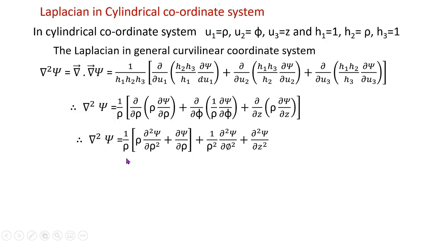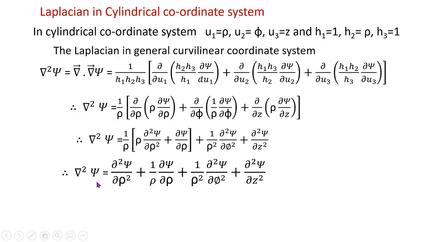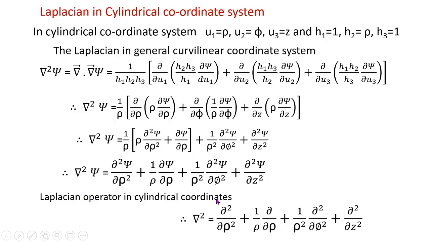In this way, we simplify this, then del square psi is equal to del square psi by del rho square plus 1 upon rho del psi by del rho plus 1 upon rho square del square psi by del phi square plus del square psi by del z square. And the Laplacian operator del square is equal to del square by del rho square plus 1 upon rho del by del rho plus 1 upon rho square del square by del phi square plus del square by del z square.